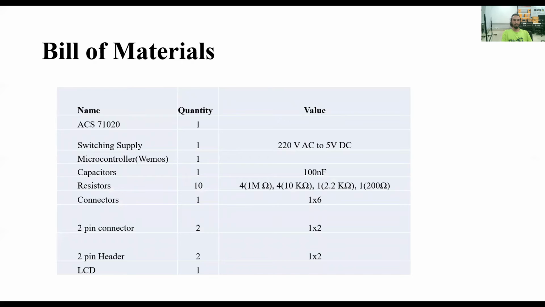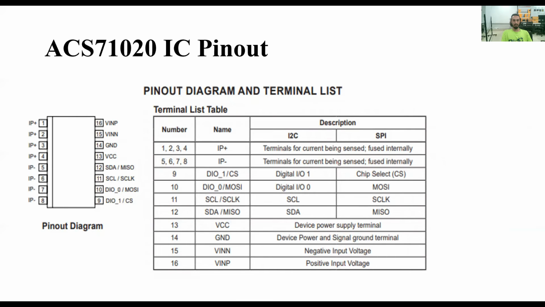This is the bill of materials of our project. Actually, we are using different things. We have an ACS71020 IC of one quantity, one switching supply, one microcontroller, that is VMOS, one resistor, one capacitor, sorry, 10 resistors, one connector, two pin connector, two pin headers, and a 16x2 LCD to display the output. So this is the pinout diagram and terminal list of our IC, that is the ACS71020 IC.